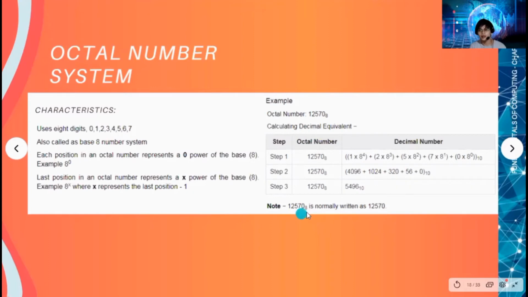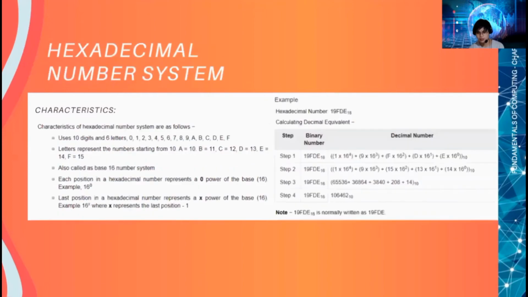Note that the octal number is normally written like this, where it doesn't show the base 8. So again, octal is base 8 and binary is base 2. Don't worry about the examples, because we have many examples.